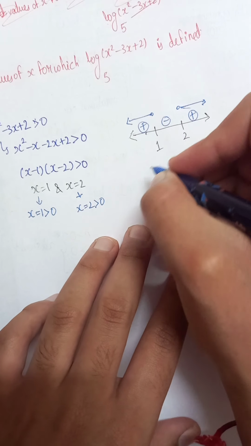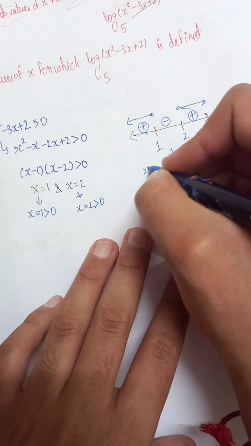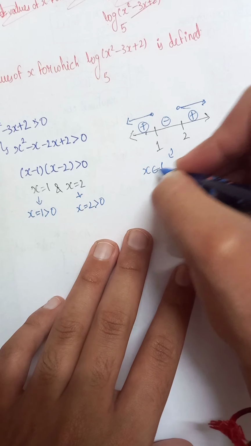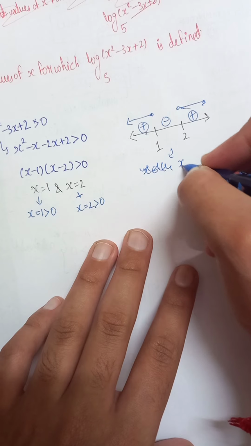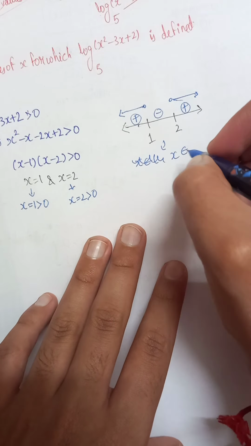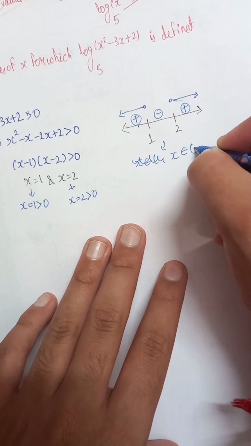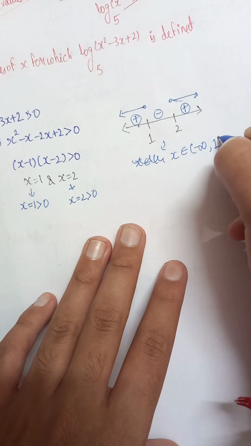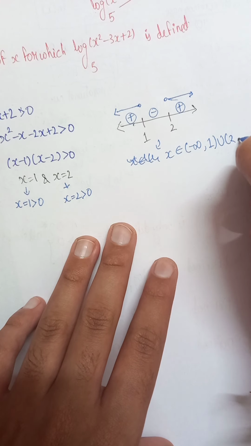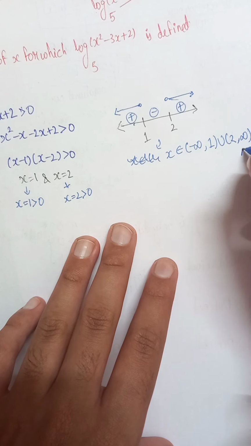Okay, so which means you can tell me that x belongs to, sorry, this is the belongs to symbol. I'll teach you what are the symbols used in math. So x belongs to minus infinity to 1 union 2 to infinity. These are the values of x. This is actually the answer.